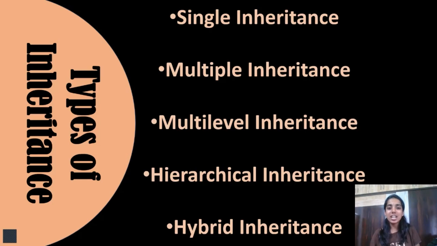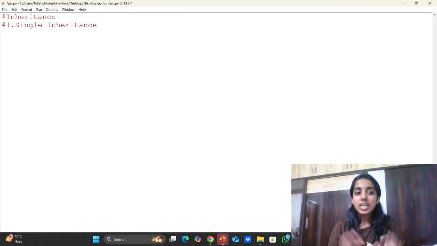The next inheritance we have is hierarchical inheritance. Think one parent class but many child classes, all learning from the same source. And finally, hybrid inheritance. It's like a full-on family reunion in your code. Now let's see the example of the inheritance topic.